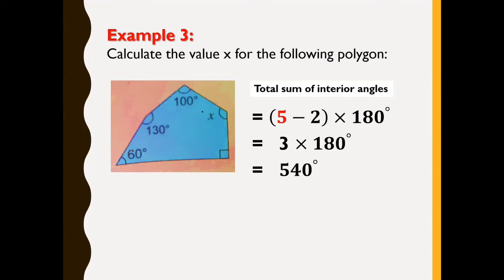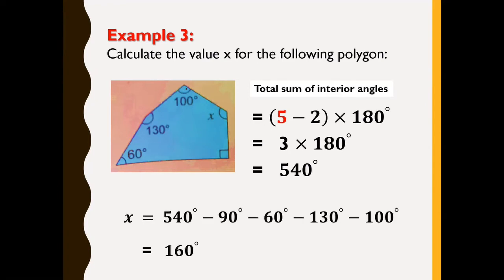So now, can you calculate the value of x? Of course, we just use 540 degrees. We minus the angles here, which are 90, minus 60, minus 130, and the last one, minus 100. So we will get 160 degrees.